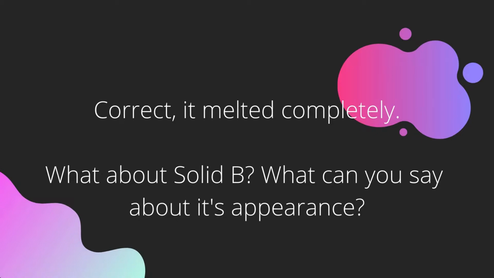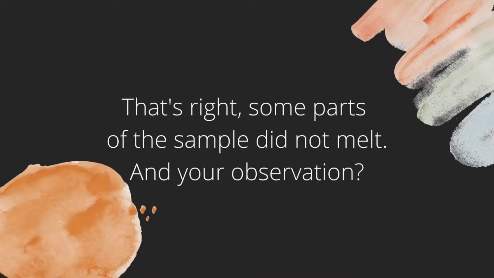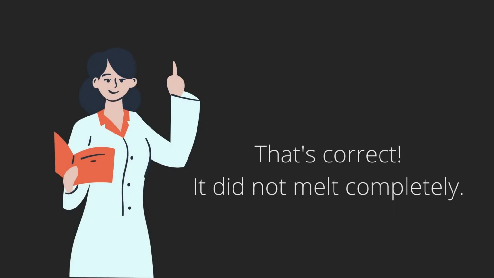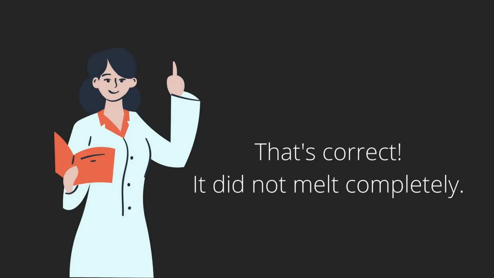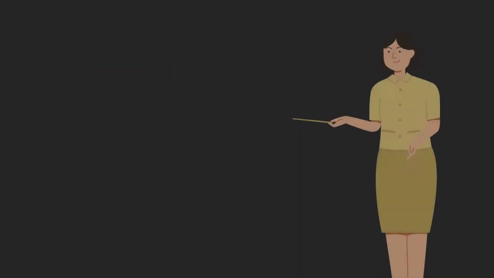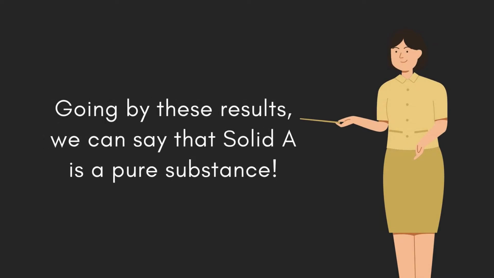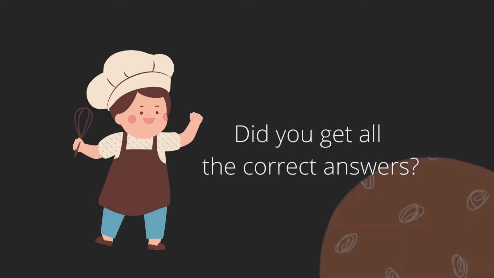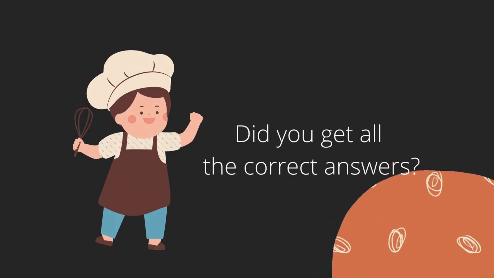What can you say about its appearance? That's right. Some parts of the sample did not melt. And your observation? That's correct. It did not melt completely. Going by these results, we can say that solid A is the pure substance. That's right. Perfect. Did you get all the correct answers?